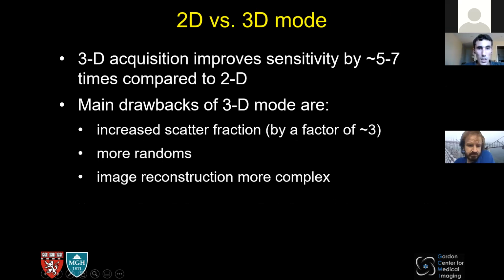Overall, this is a summary. 3D acquisition improves sensitivity by 5 to 7 times compared to 2D. The main drawbacks of 3D are an increased scatter fraction by a factor of 3, so much more scatter for 3D compared to 2D, more randoms, and also more complex image reconstruction, although nowadays it's no longer an issue because we have very powerful computers that can handle this, so no longer a problem.